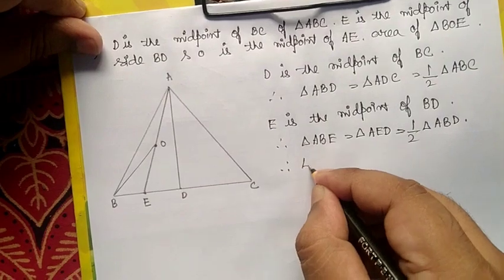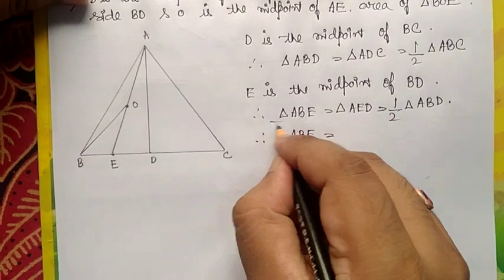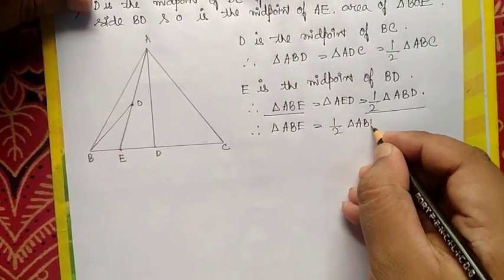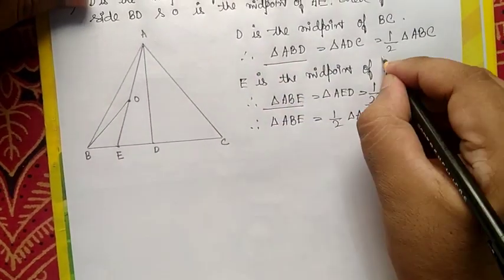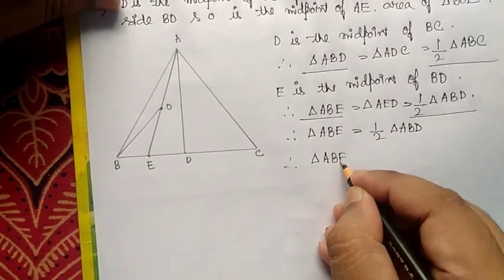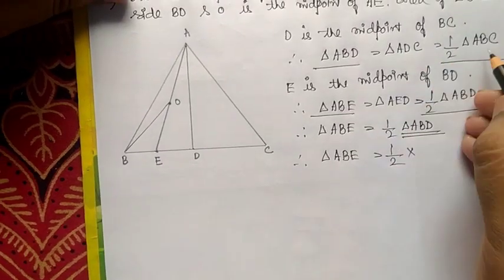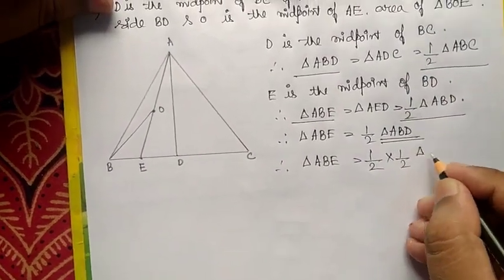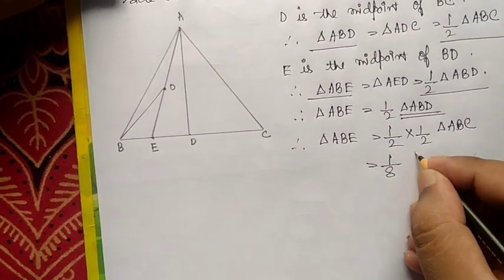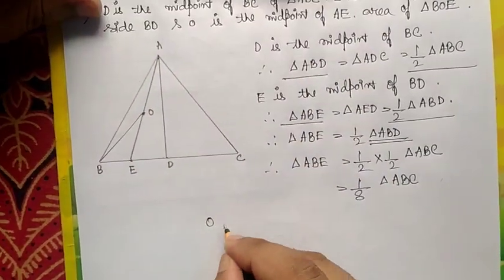So we can say that triangle ABE equal to half of triangle ABD. Previously we know that triangle ABD equal to half of triangle ABC, so therefore we can say that triangle ABE equal to half into, in the place of triangle ABD we can write half into triangle ABC. So 1/4 triangle ABC.